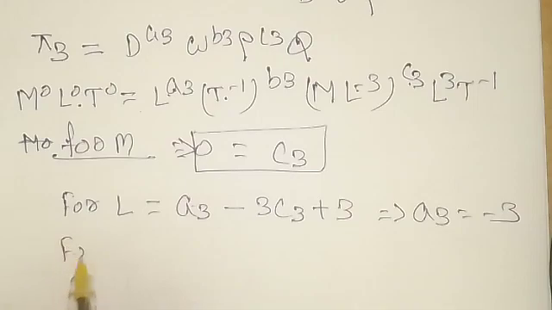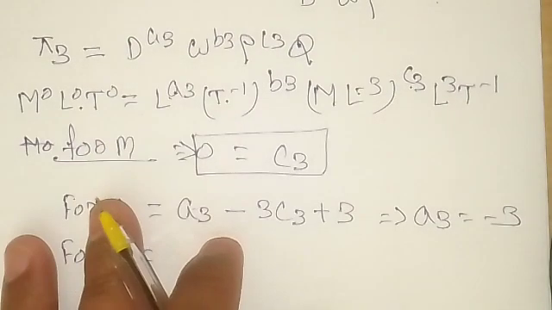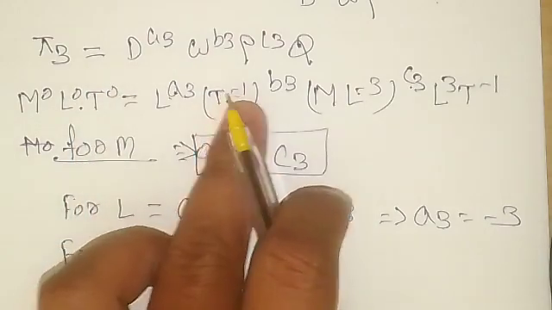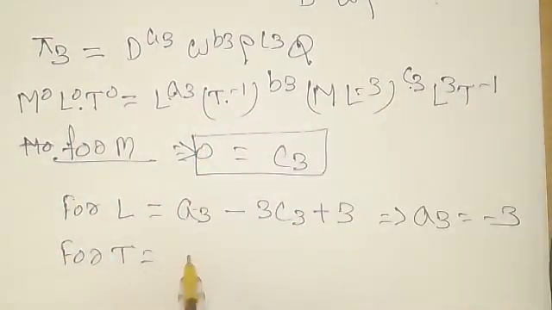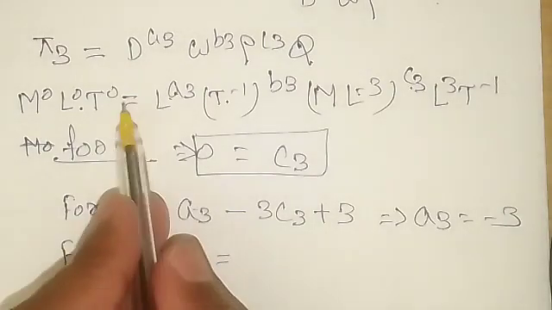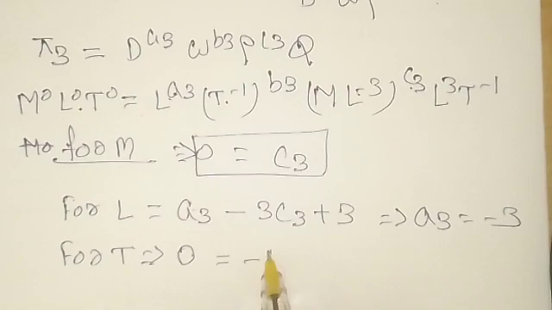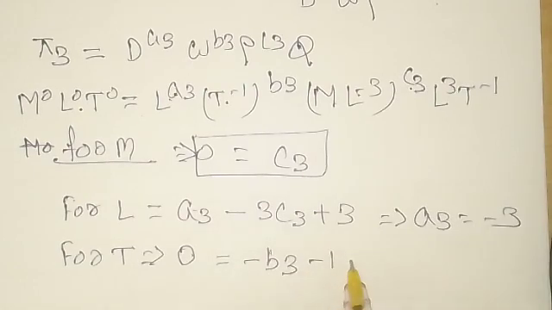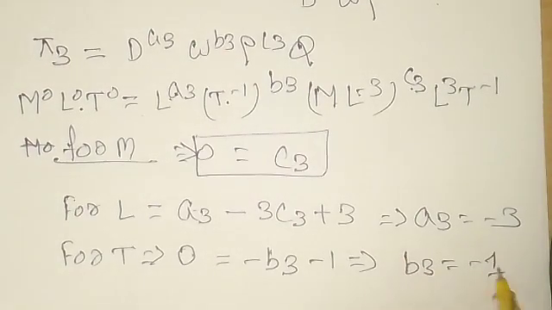Again for t, this is t power 0, we have minus b3 and minus 1, so we can say 0 is equal to minus b3 minus 1. That 1 will be brought to this side, so b3 is equal to minus 1, we got, right.